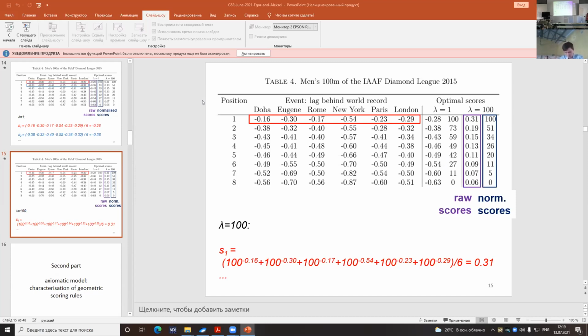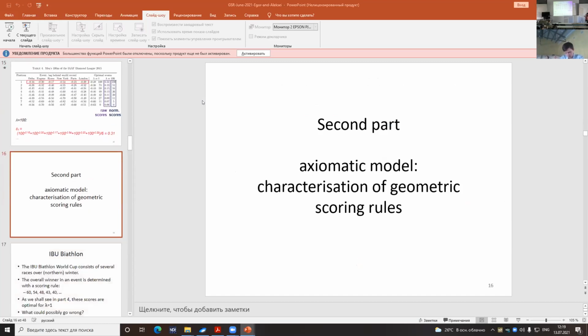Then the calculations are the same, but we calculate the sample mean in the first row by taking 100 to the power minus 0.16, then plus 100 to the power minus 0.30, and so on. We take sample means, and in the same manner we can calculate raw scores and then normalize them for convenience. And so here you can clarify some unclear things, if there were any.